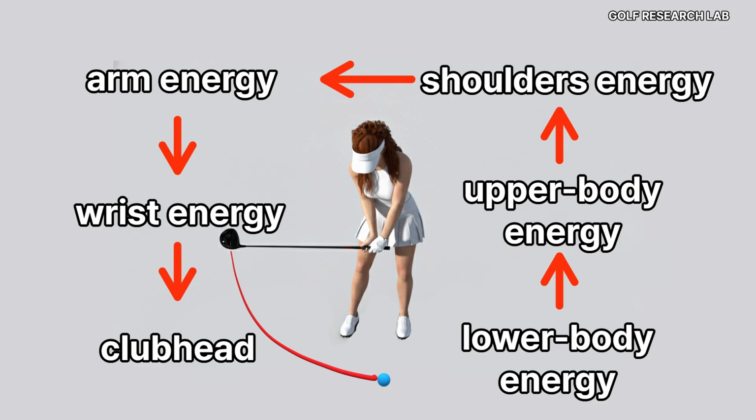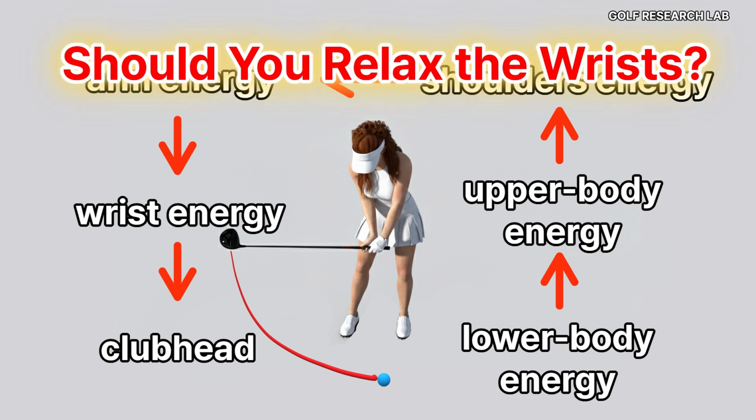From there, the energy generated by the lower body rotation, the upper body rotation, the shoulders, the arms, and finally the wrists must all be delivered through the wrists to the club head. Only when the wrist force is added on top of all these sources of energy can maximum clubhead speed be achieved. Should you relax the wrists? Some golfers ask, should I relax my wrists completely?